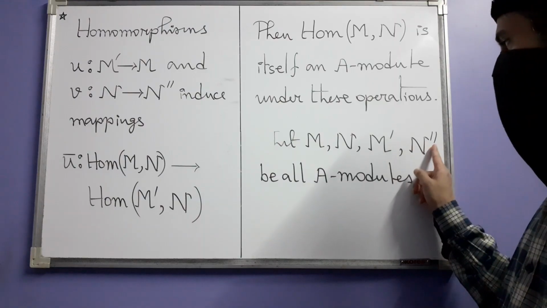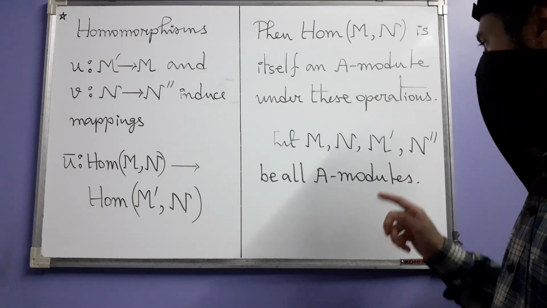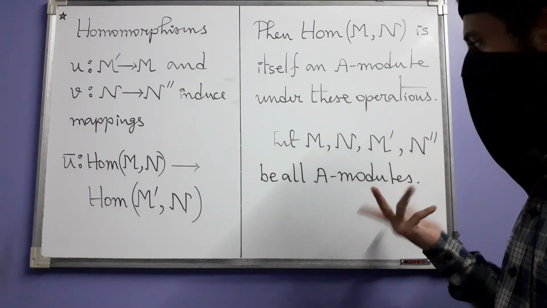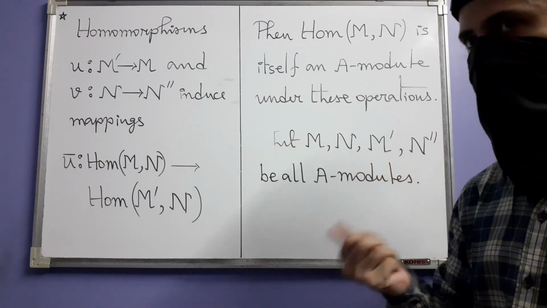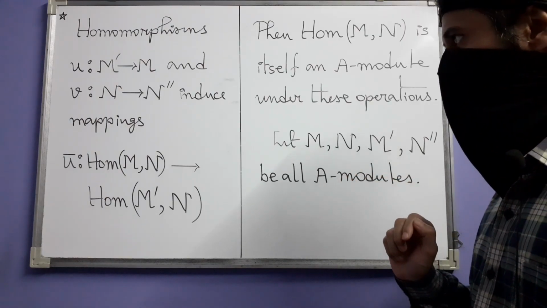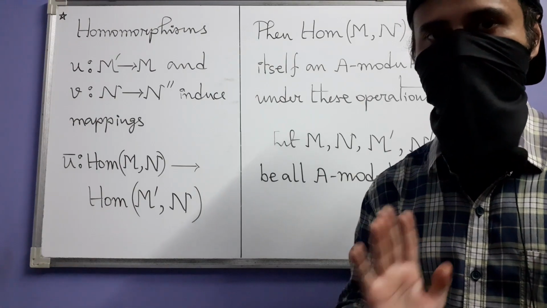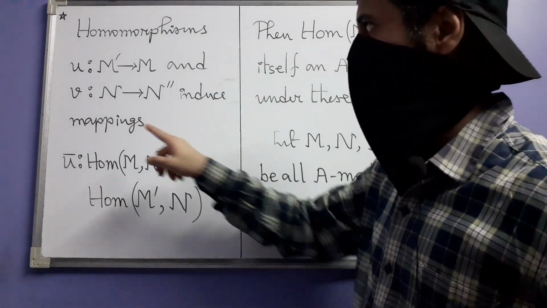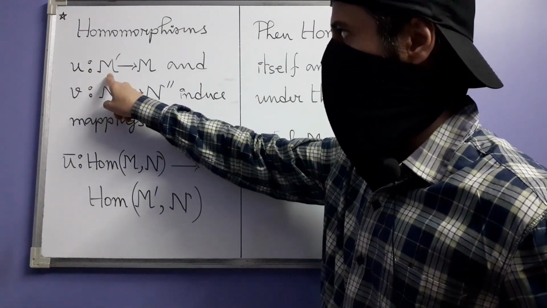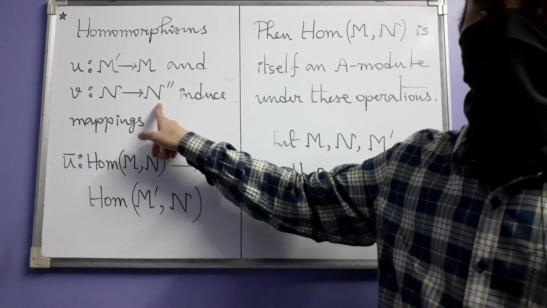Next, let M, N, M prime and N double prime, all be A modules. For some reason the authors have chosen double prime here, I don't know why. They could have called this one N prime, but anyway, this is how it's given in the book. And then we say we have A module homomorphisms, two of them. u is from M prime to M and v is from N to N double prime.